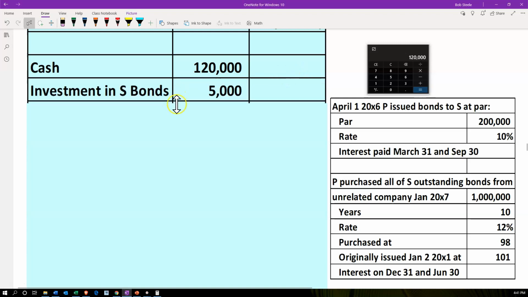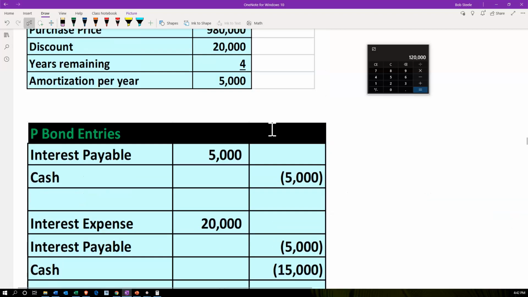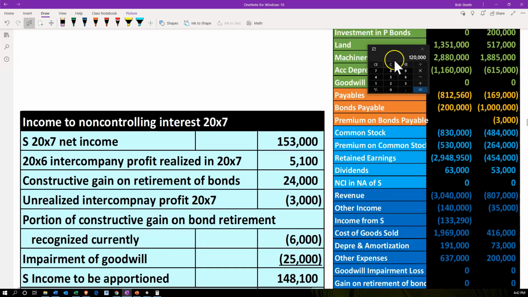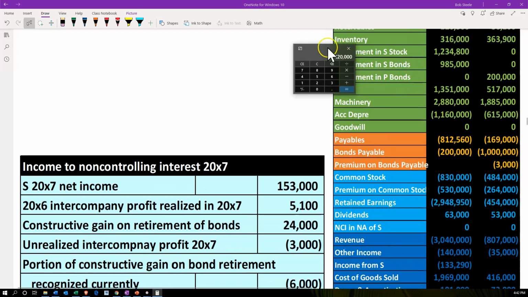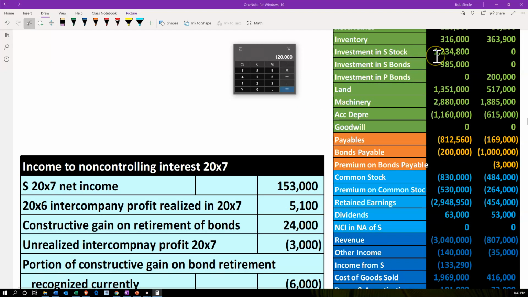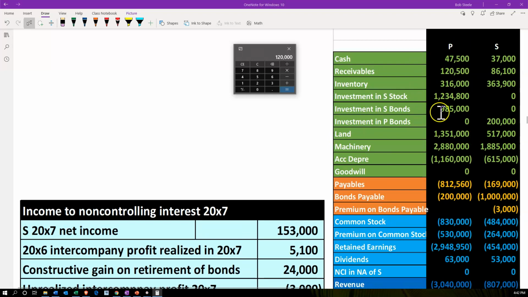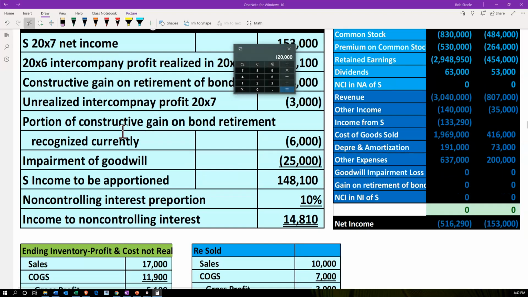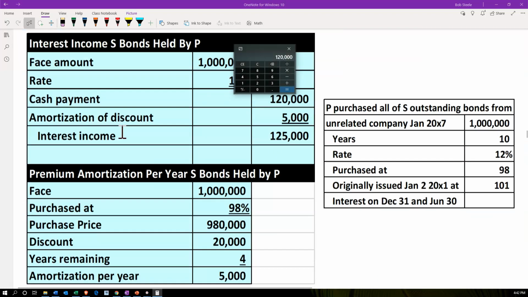We would expect to see cash for the 120,000. Then we've got the investment in S bonds. Let's scroll up to our data up top. So here's our trial balance. Investment in S bonds right there. We know that needs to go up to basically 1 million at the end of the time period, because they bought it at a discount. And we did this calculation to find that.